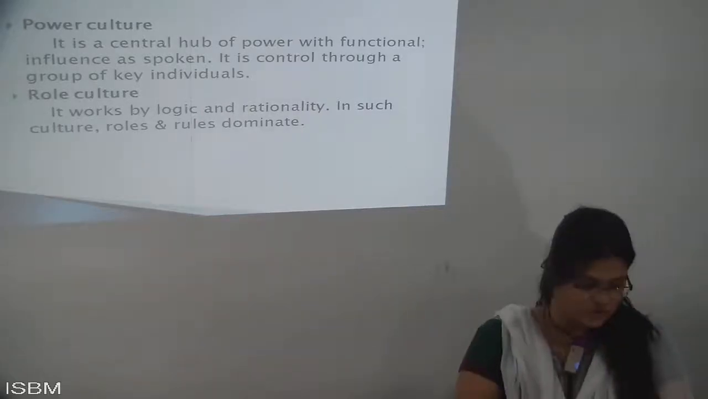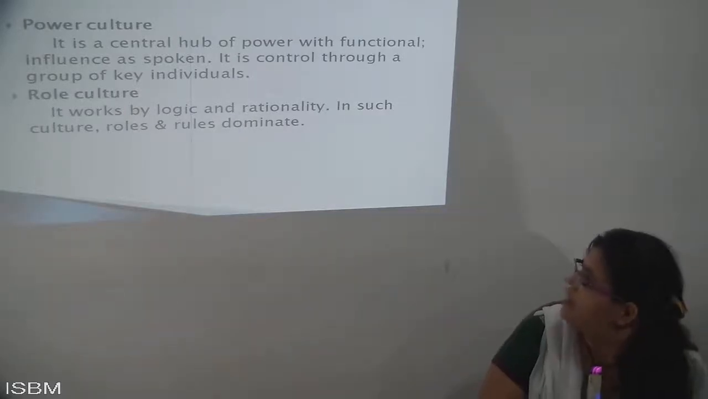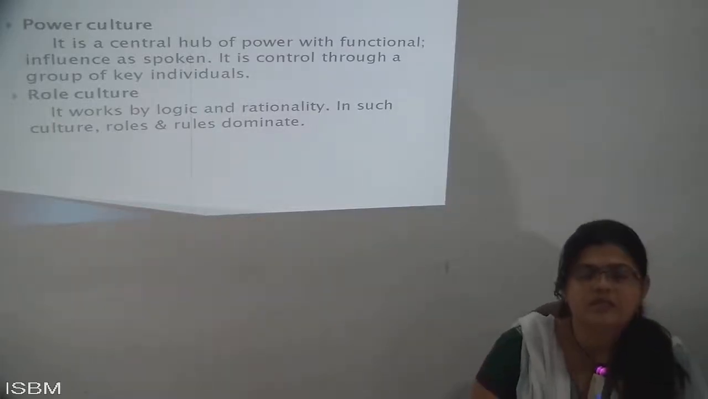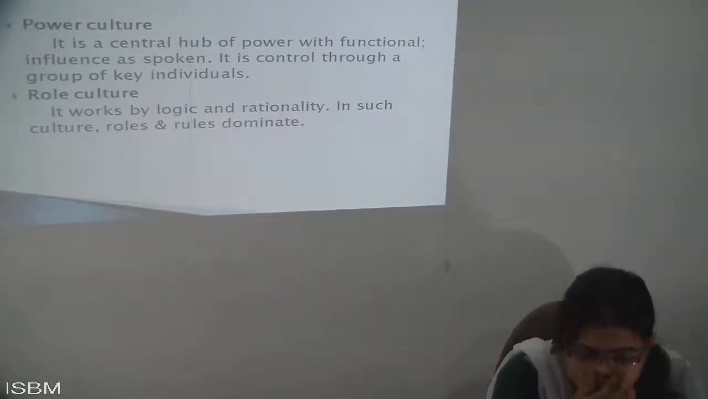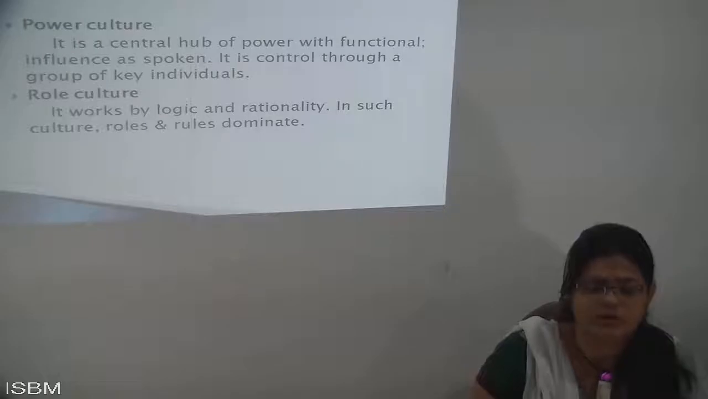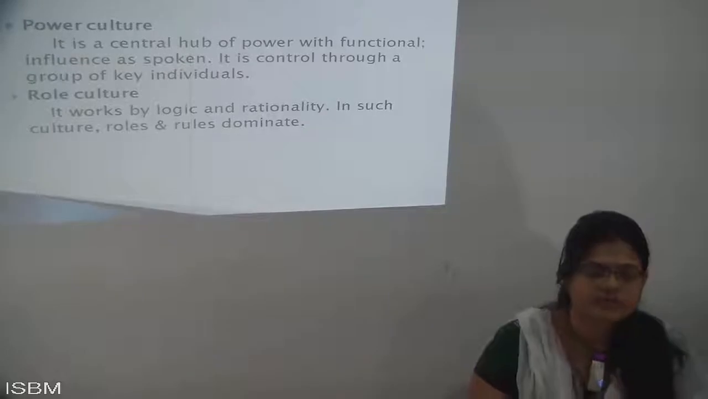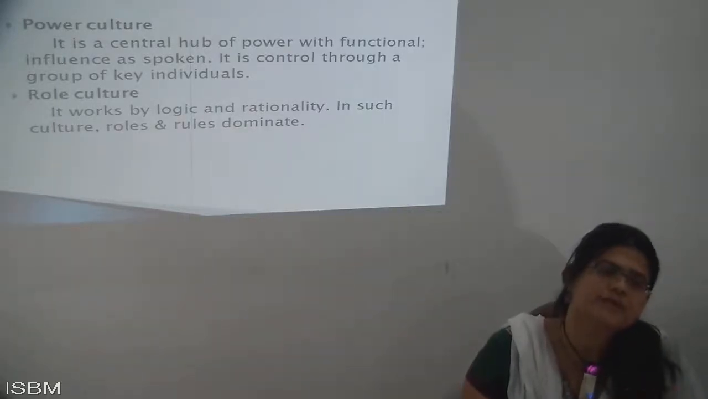Next is the role culture. Role culture works on logic and rationality. In such a culture, roles and rules are dominant. Here you perform a critical, logical role, and as you become logical and rational, you get clear-cut answers. In this simple way, you are performing a certain role.